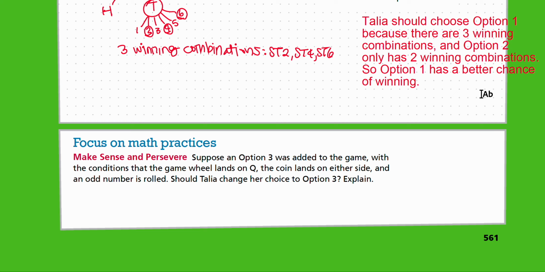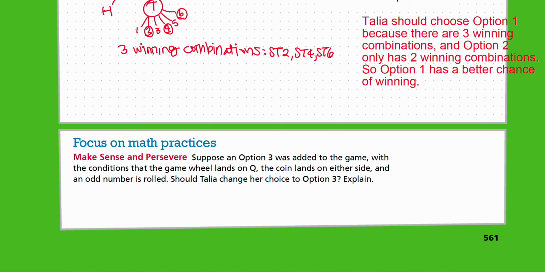Suppose an option 3 was added to the game with the conditions that the game wheel lands on Q, the coin lands on either side, and an odd number is rolled. Should Talia change her choice to option 3? So is this a better option? How many winning combinations do we have for this option?